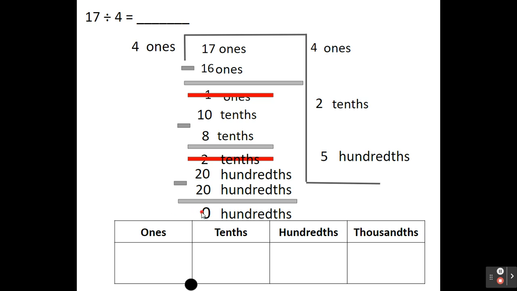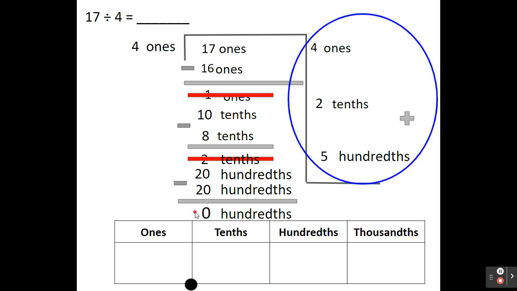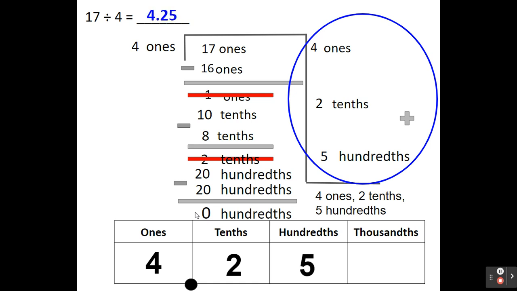We've gotten to 0, so we're done dividing. We're going to add everything to the right. So we have 4 ones, 2 tenths, and 5 hundredths. Let's place these in the place value chart. The 4 is going to go in the ones place, the 2 in the tenths place, and the 5 in the hundredths place. So our answer is 4 and 25 hundredths.